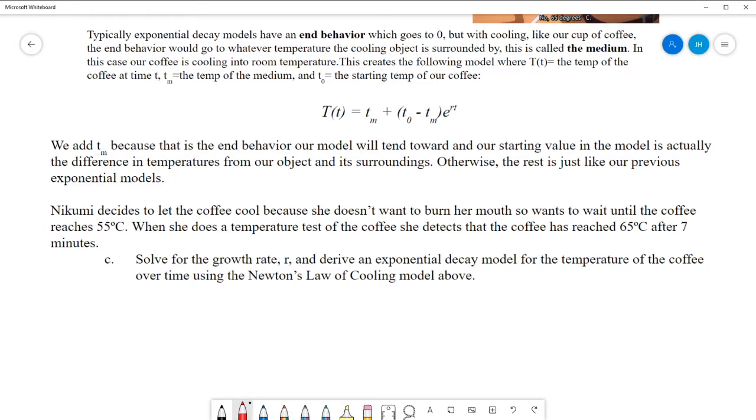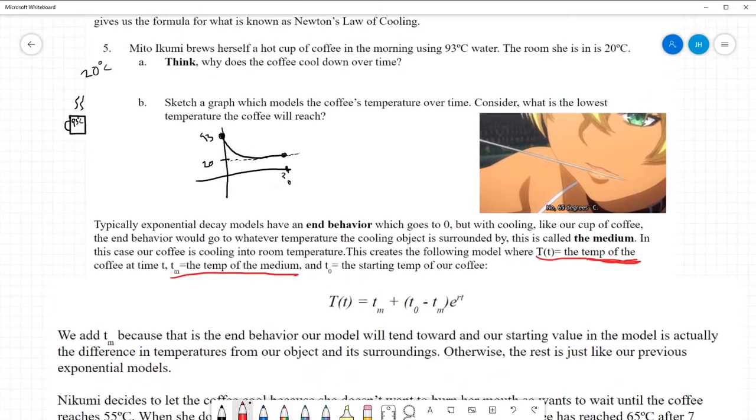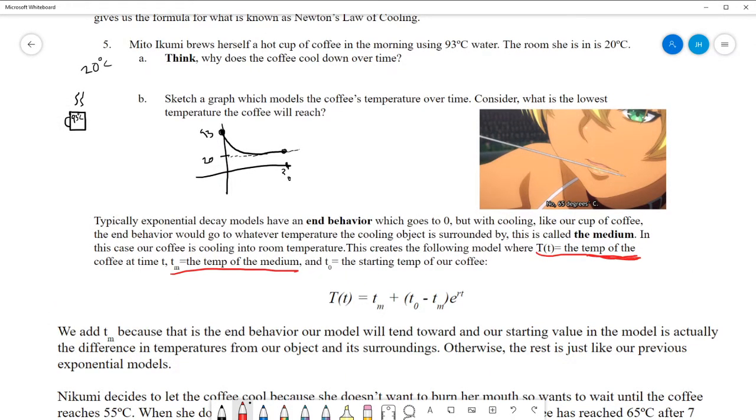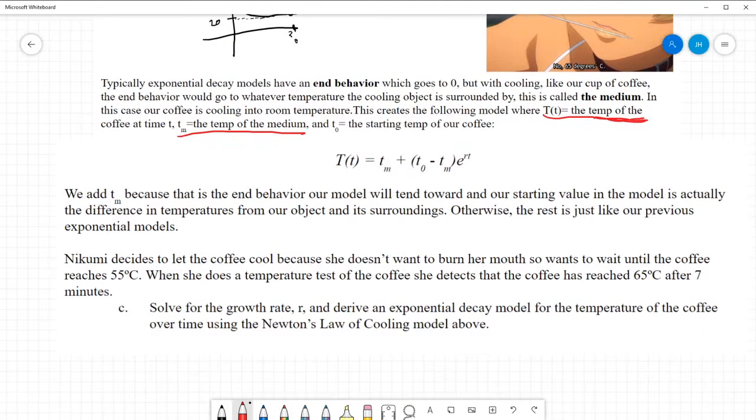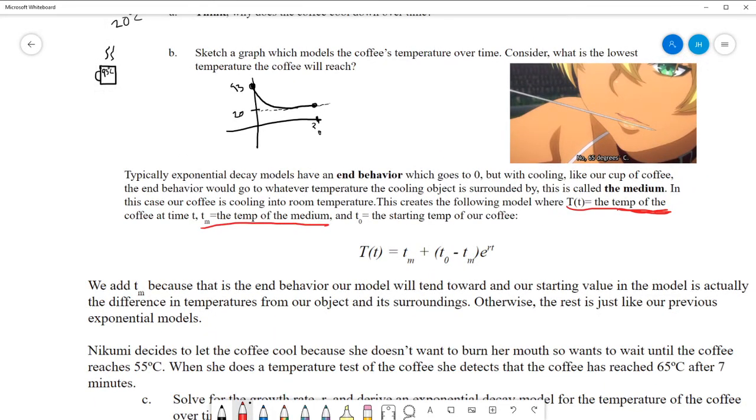So our model is measuring the temperature of some object as it cools down over time, right? T sub m is the temperature of the medium. The medium is just whatever the coffee is surrounded by. So in the case of this problem, it's the room itself, right? Another example of something of that sort, right?